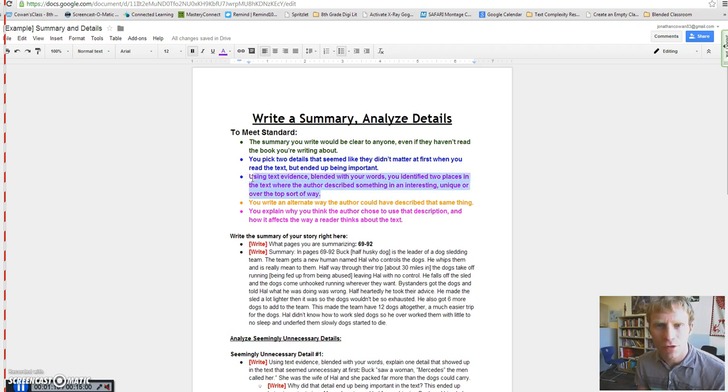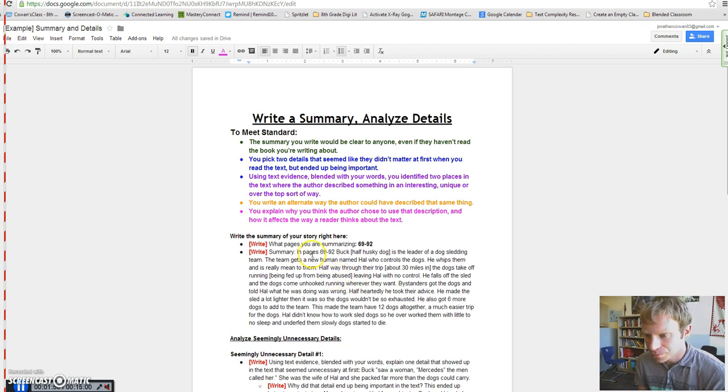Thinking about how authors intentionally choose the words that they use in order to give some sort of effect in the story, which is going to lead you to doing this. You're going to write an alternate way the author could have described that exact same thing. Because when all of us choose words, we choose words very specifically to mean a certain thing, even though there's different ways of saying the same idea. We choose our words intentionally so that there's something beyond just literally what we're saying when we use our words. You need to then explain why you think the author chose to use that description and how it affects the way the reader thinks about the text.